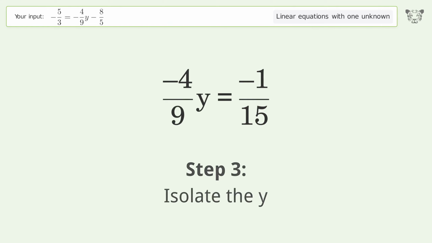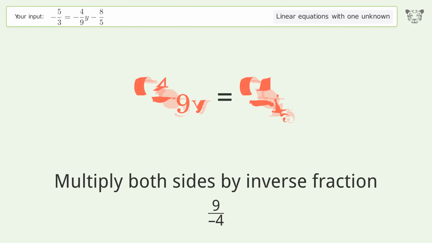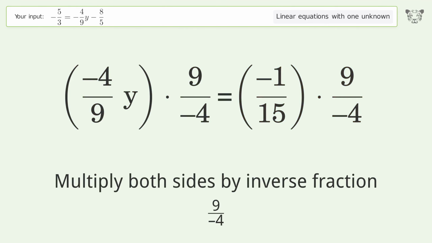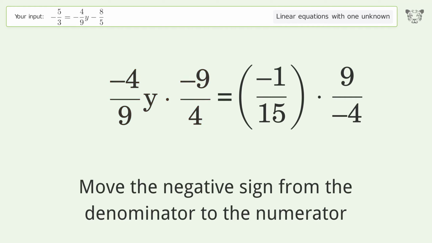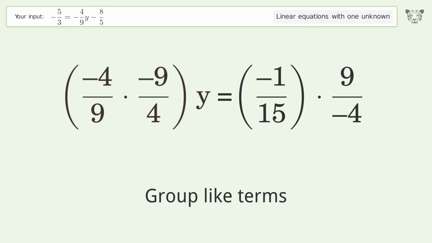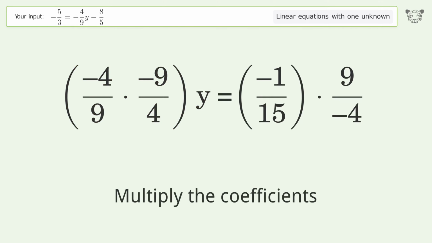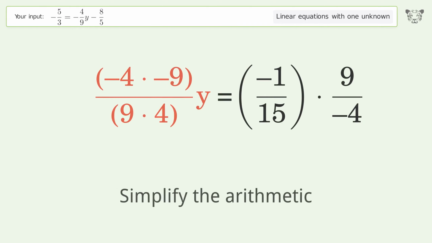Isolate the y. Multiply both sides by inverse fraction 9/4. Move the negative sign from the denominator to the numerator. Group like terms. Multiply the coefficients. Simplify the arithmetic.